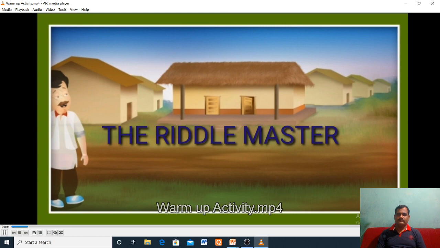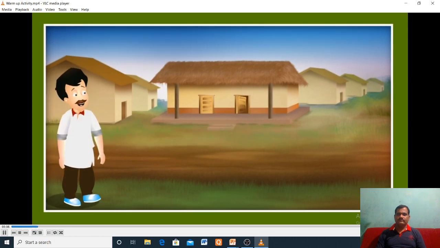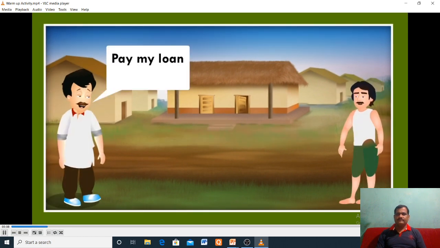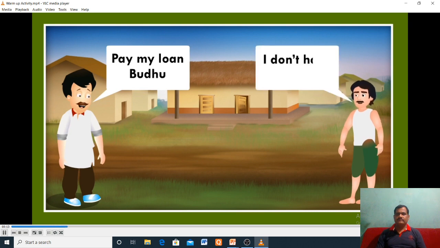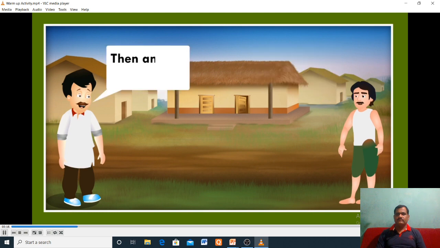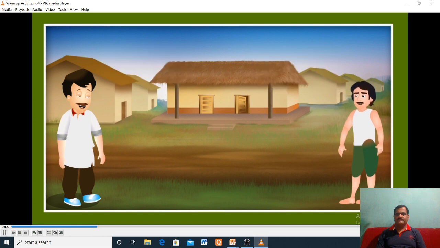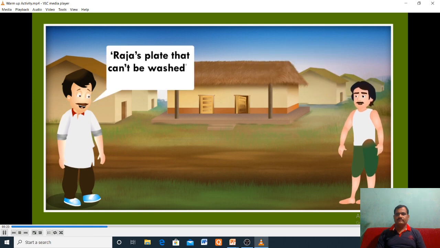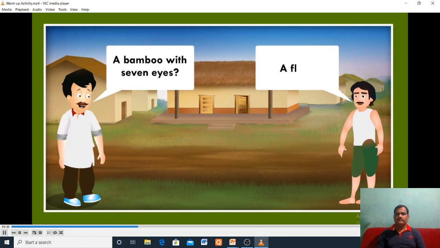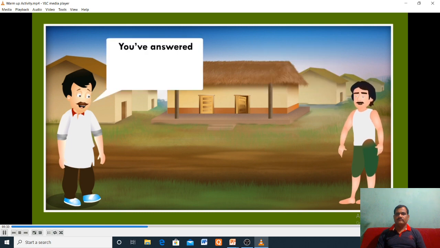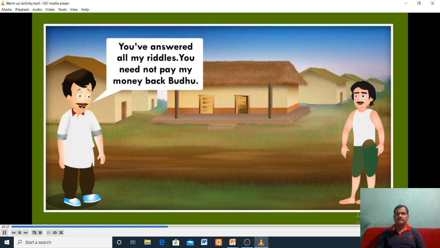Listen and practice these dialogues. Money lender: Pay my loan, Buddhu. Buddhu Hadam: I don't have money, sir. Then answer my riddles. Yes, sir. Raja's plate that can't be washed. What is it? A snake. A bamboo with 7 eyes. A flute. You answered all my riddles. You need not pay my money back, Buddhu. Thank you, sir.